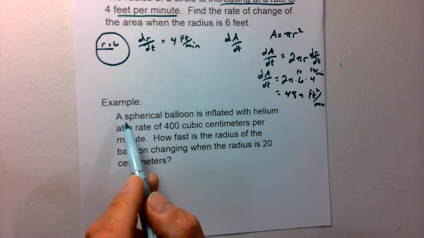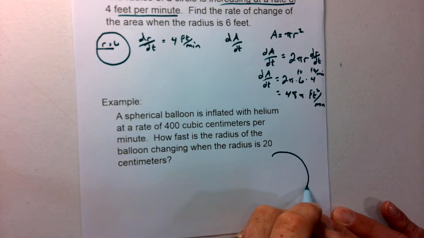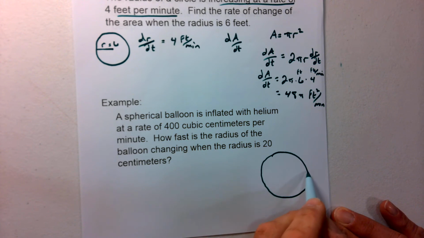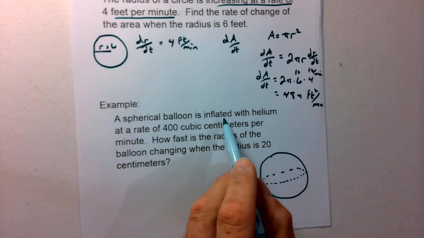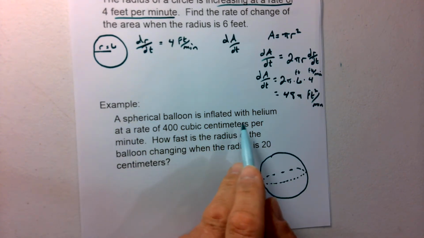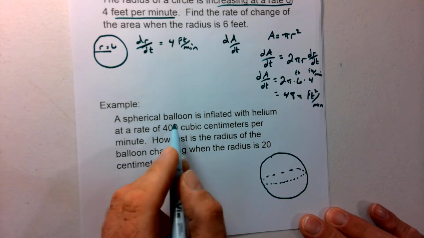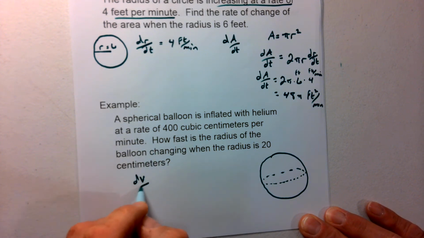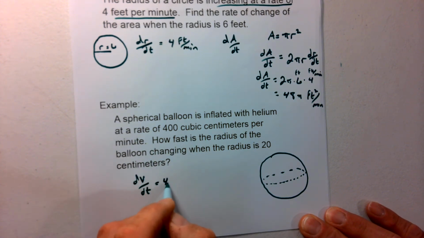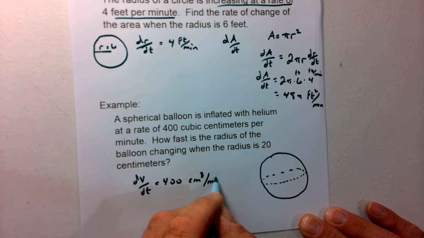So, in example 2, we have a spherical balloon, or a sphere. I'm going to draw that in this fashion. And what do we know about the sphere? It is being inflated with helium at a rate of 400 cubic centimeters per minute. So if I inflate this, I'm increasing the volume, and they're telling us that it's increasing at a rate of 400 cubic centimeters. So it's telling us dV/dt is 400 cubic centimeters for every minute.